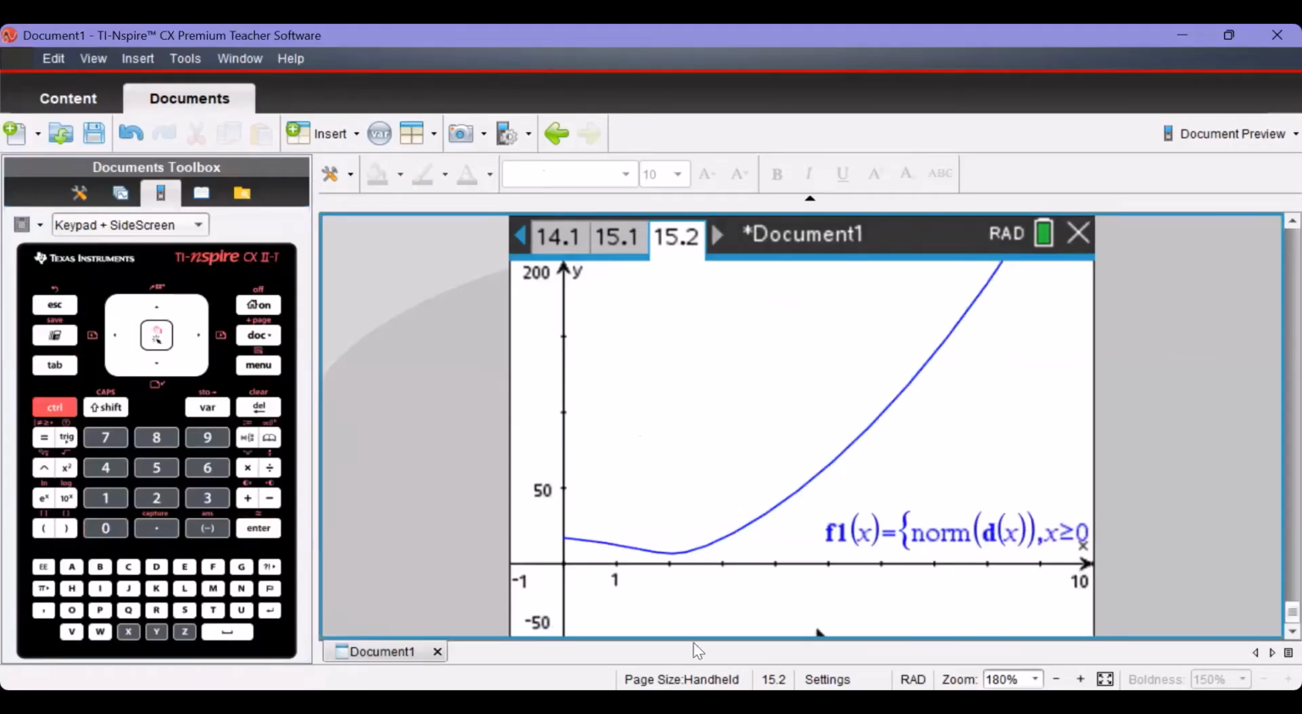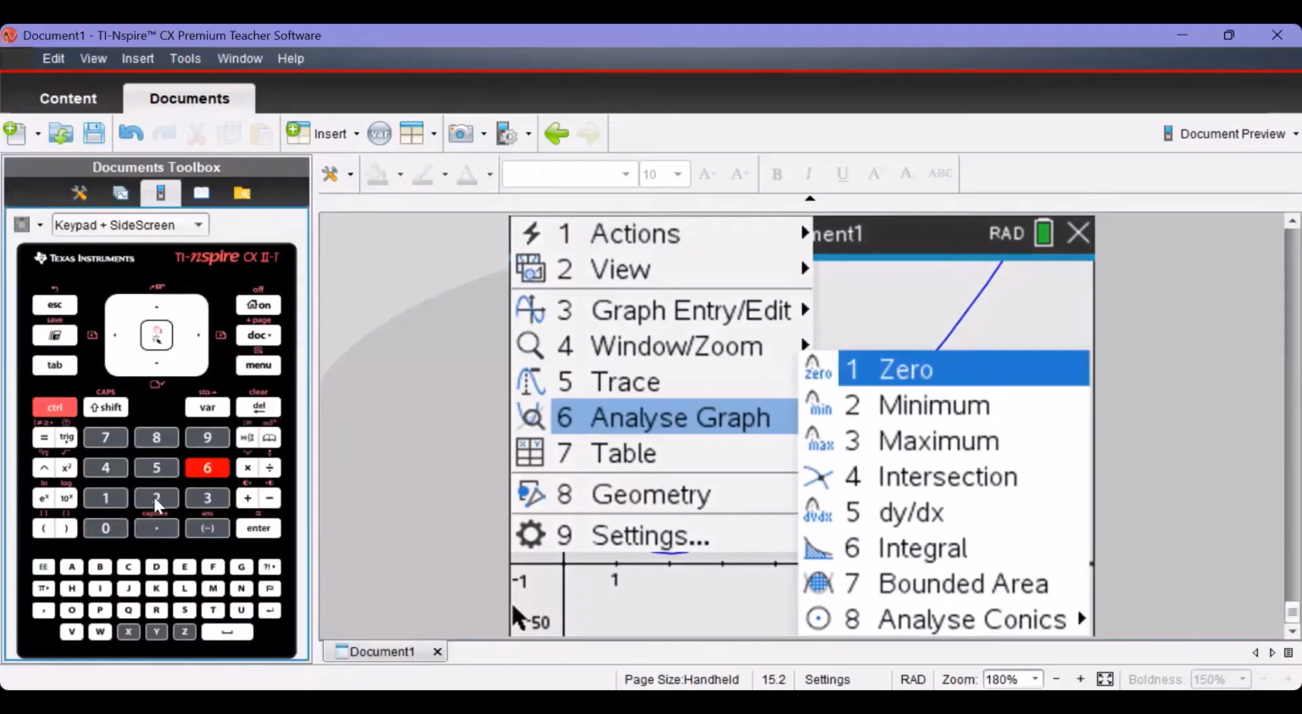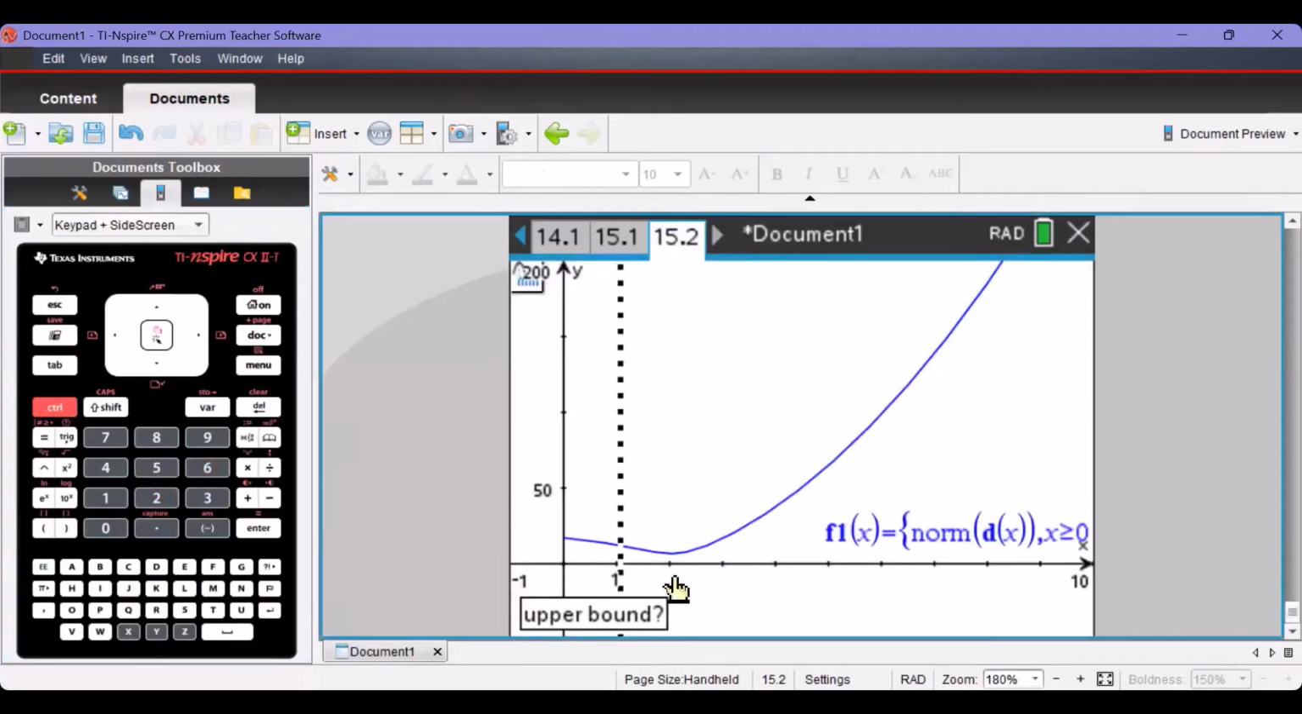So what we want to do is find the coordinates of that minimum point there. So press menu, 6 for analyze graph, 2 for minimum, lower bound, upper bound. And what we can see there is that the minimum occurs at t equals 2.04, corrected to 2 decimal places, seconds, and the y coordinate there, if you like, is the minimum distance. And so the shortest or minimum distance corrected to 2 decimal places is 6.69.